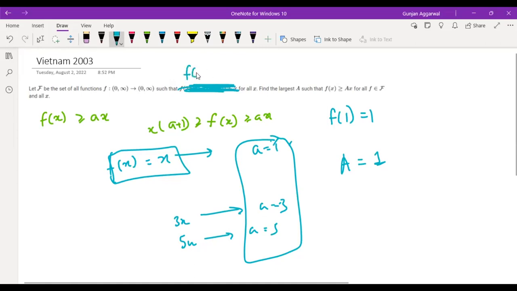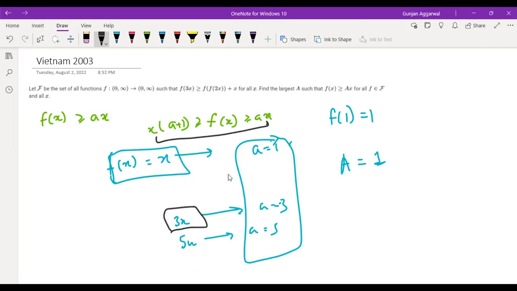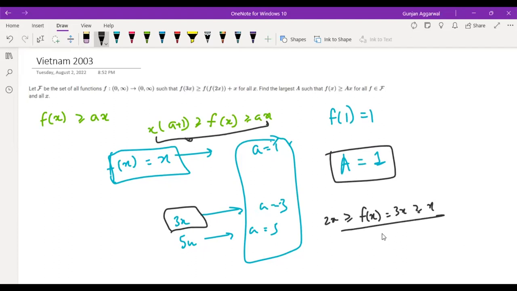Do you see why this does not hold? I'm saying for some x it holds, not for all x. It works for at least one x. Let's say capital A equals 1. So f of x, which is 3x, is greater than or equal to x and less than or equal to 2x because of this. But this is clearly not true.